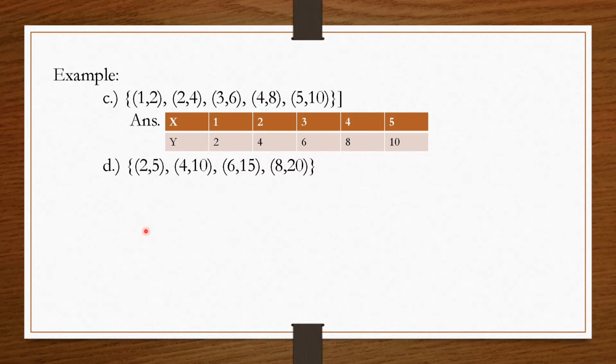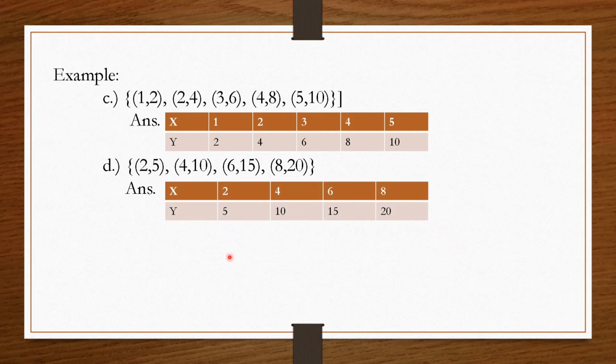In our next example, we have 2 and 5, 4 and 10, 6 and 15, 8 and 20, and the answer will look like this. In x, we have 2, 4, 6, 8. And under 2 we have 5, under 4 we have 10, under 6 we have 15, under 8 we have 20, just the same as in the ordered pairs.